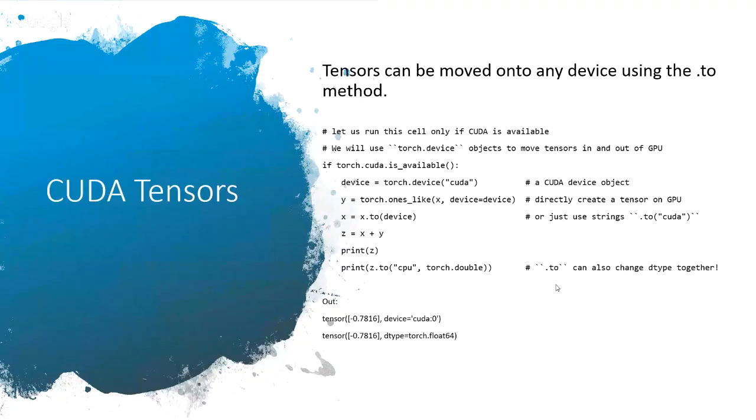Now, probably another thing is tensors can be moved onto any device using the .to method. So this will allow you to use GPUs. As you see, device equals torch.device with a CUDA argument. So to device, for example, here, and if you print the 2, you can see that it's going through the device CUDA.0, which would be pretty much probably your GPU.